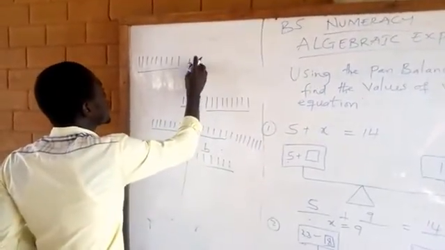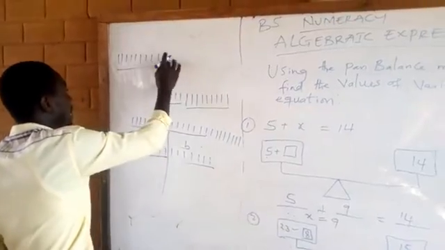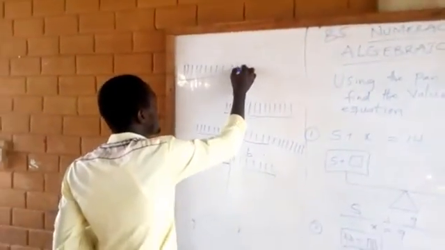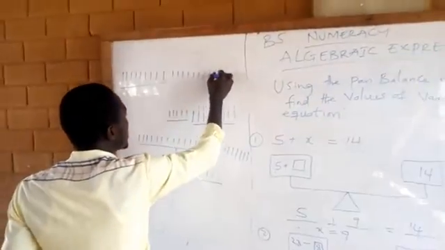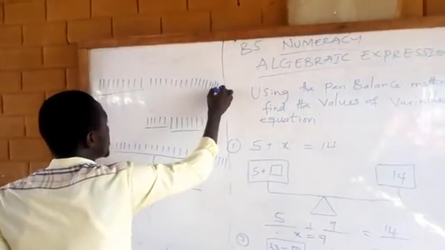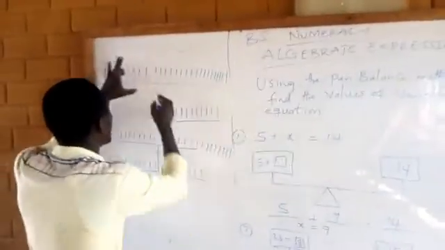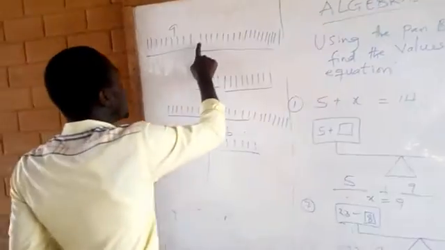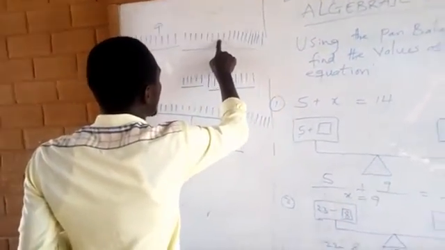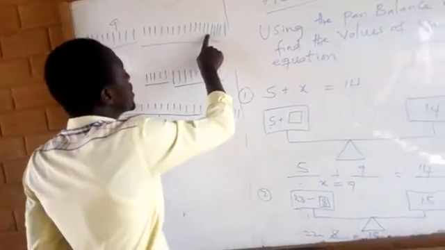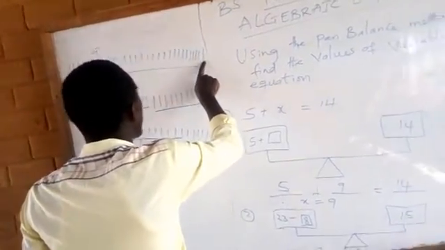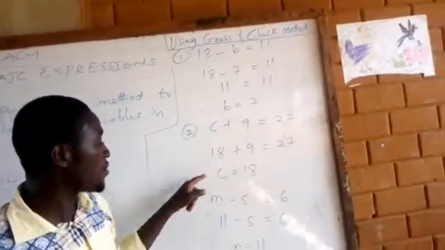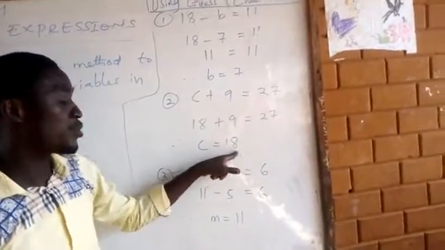So looking at this, we are going to add up to get the 27. So this is 9. You continue by counting from 10, 11, 12, 13, 14, 15, 16, 17, 18, 19, 20, 21, 22, 23, 24, 25, 26, 27. So we have the 9 here, and we have to find out how many we have added so far to give us the 27. 1, 2, 3, 4, 5, 6, 7, 8, 9, 10, 11, 12, 13, 14, 15, 16, 17, 18. Meaning 18 plus 9 will give us 27. Therefore, we can say the c here is equal to 18.